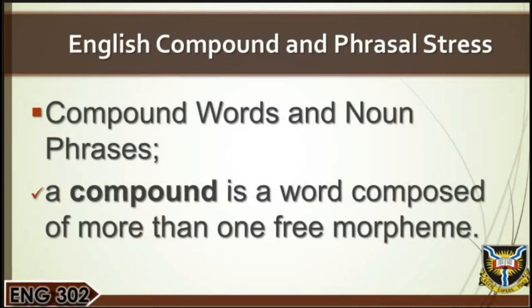More technically, a compound is a word composed of more than one free morpheme. It functions as a noun. That is, it gives a name to a person, an object, a place, etc. Examples of compound nouns are headmaster, grandfather, blackboard, blackbird. Phrase, however, refers to a group of words. Note that a phrase functions as a group of words, not as a word like a compound.